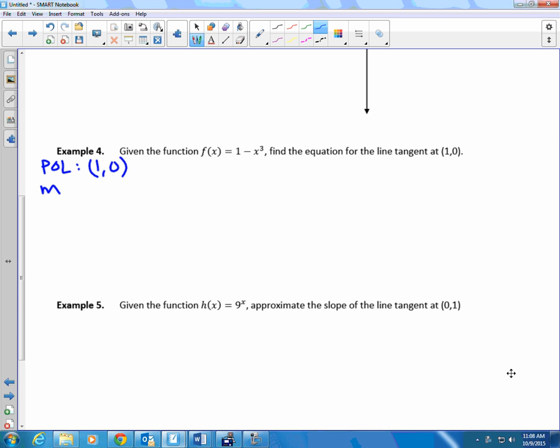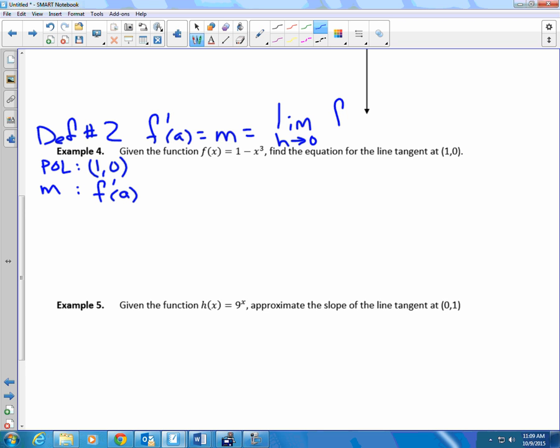Definition 1 you will not use anymore unless you're referencing the AP Calculus exam. And we're going to move to definition number 2. Definition number 2 says that the slope is equal to the derivative at point a. The derivative at point a is equal to f prime of a, which is the slope, and we calculate it by taking the limit as h approaches, do you remember what h approaches? 0, of f of a plus h minus f of a, all over h.